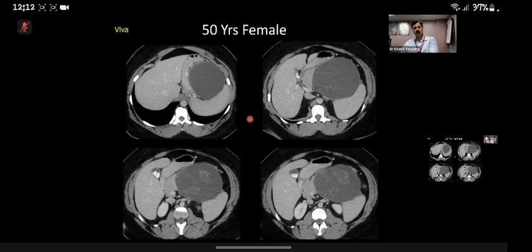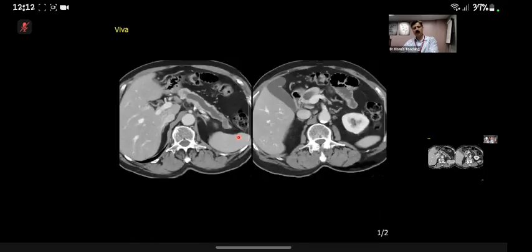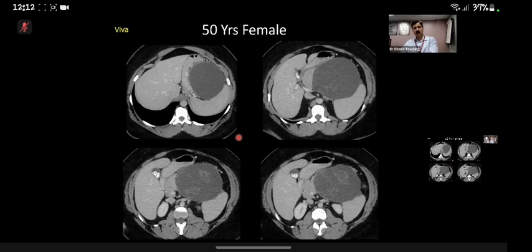cystadenocarcinoma. This is another case where you see there is a cystic lesion and you can see all of this enhancing septi and some nodularity. Again, you will raise the issue that this is a malignant, what we call adenocarcinoma.